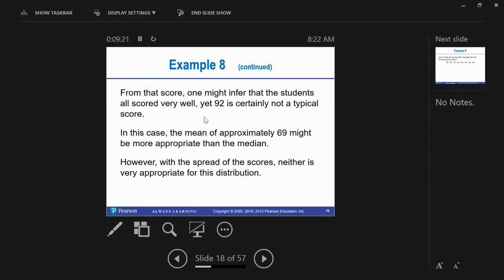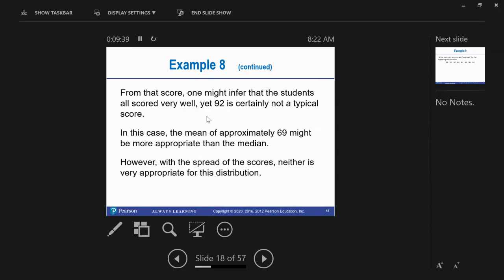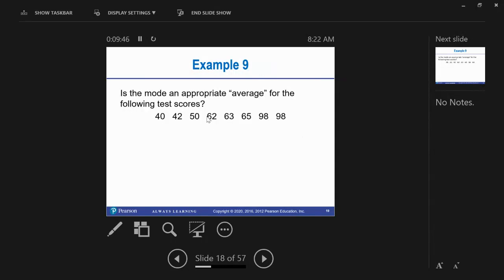But also that 69 isn't the best description of the scores because of the spread of the scores. It looks like on this test, you literally had half the class that had no clue what they were doing and half the class that knew it very well. So this is an example of where the spread would be a good idea to know. We'll talk more about that here in a minute.